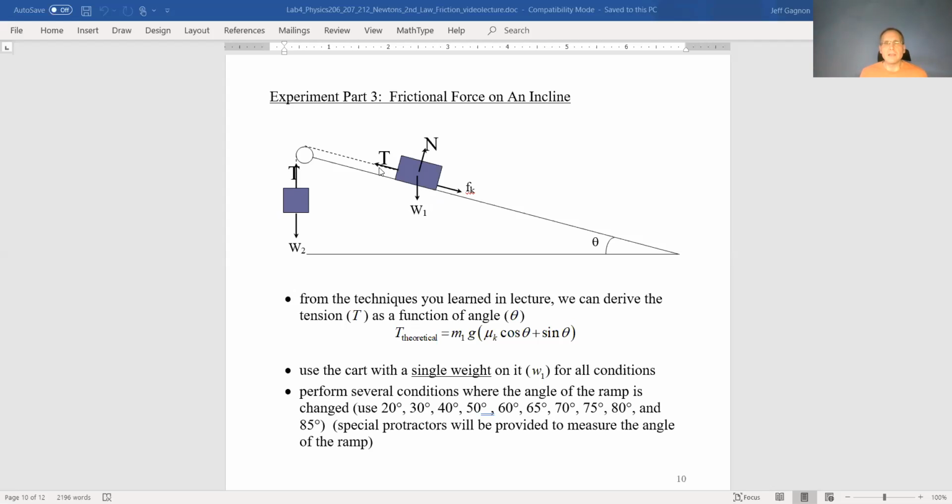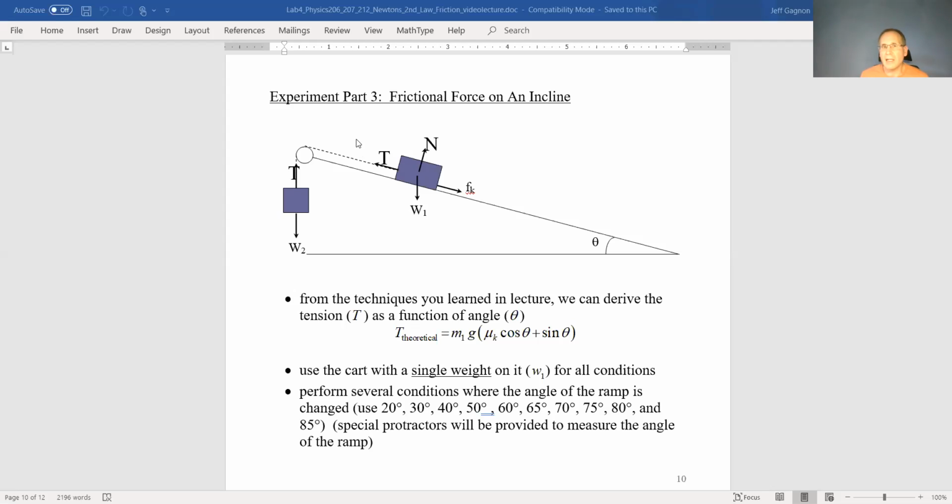On the other side, we have the string attached to the cart. It goes over a pulley, and then we have a suspended mass here. What I did was adjust the mass on the suspended mass, how much mass I put on there, such that when I gave this a little tap to overcome the static frictional force, the cart moved with a constant velocity up the ramp.